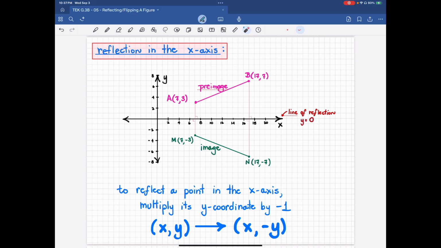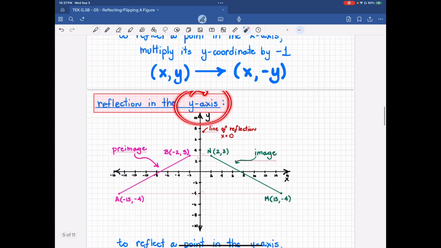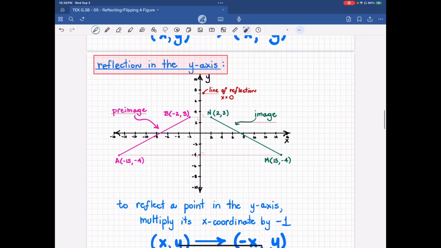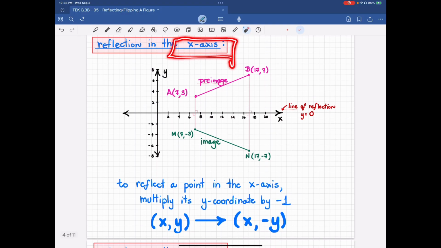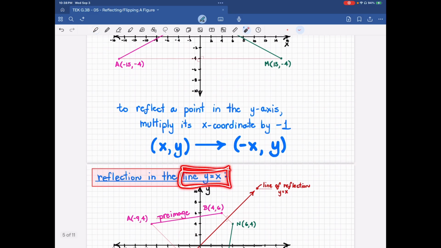Now, I need for you to remember this. There are three very common lines of reflection. One is the x-axis, one is the y-axis, and one is a line called y equals x. You have to remember the very common lines of reflection: x-axis right here, y-axis right here, and the line y equals x.